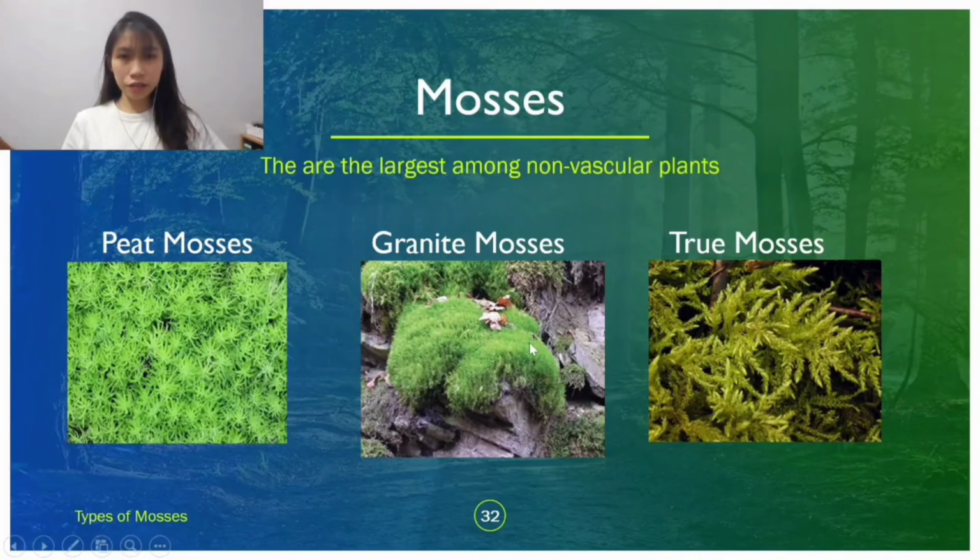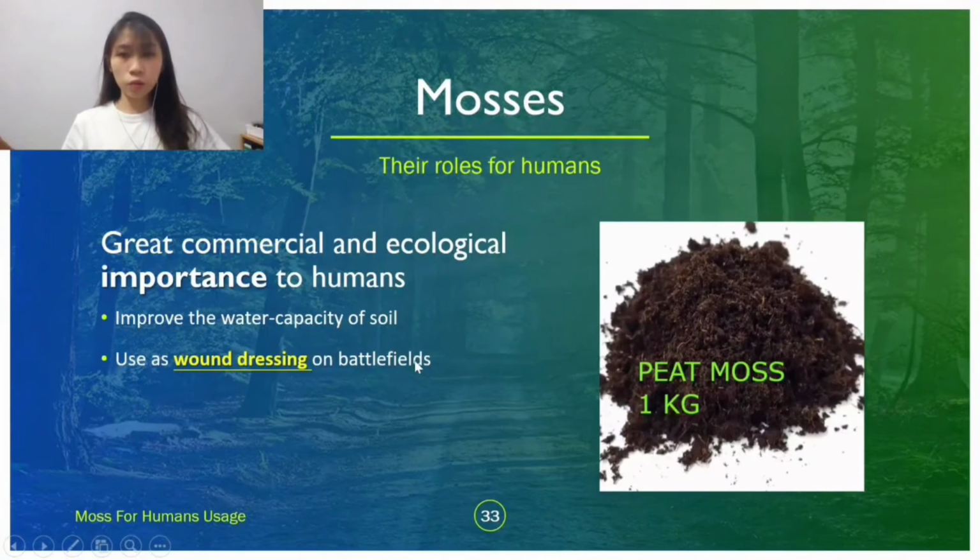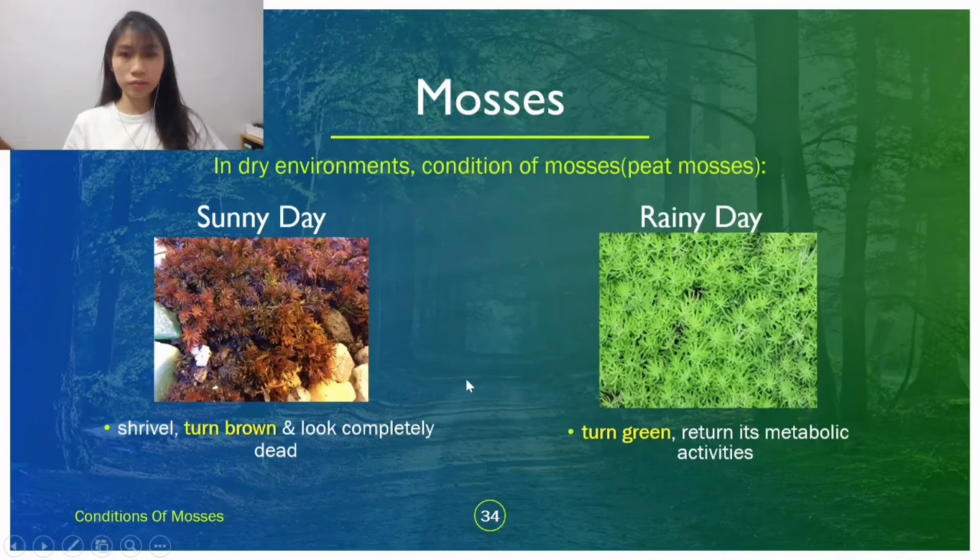So, I would like to talk about the mosses, which are the largest among non-vascular plants. There are 3 examples of mosses, which are peat mosses, granite mosses, and true mosses. Mosses are really important as they can help to improve the water capacity of soil, and they can also be used as dressing on battlefields.